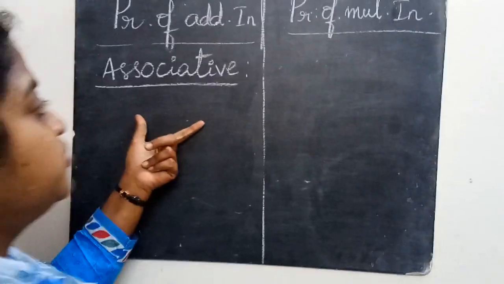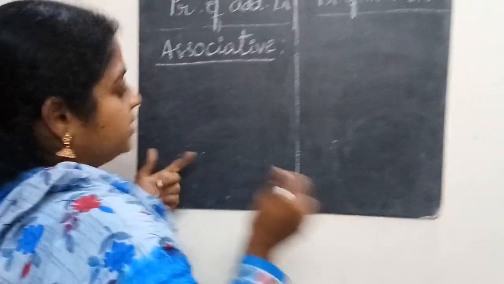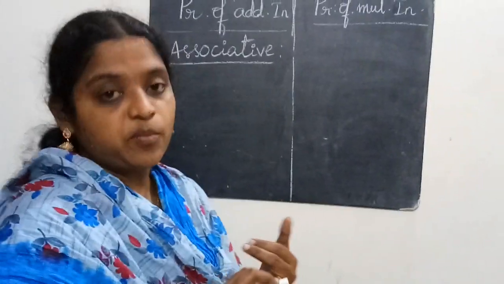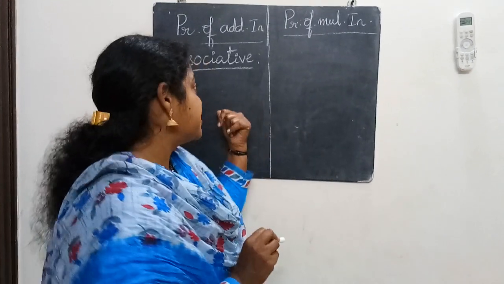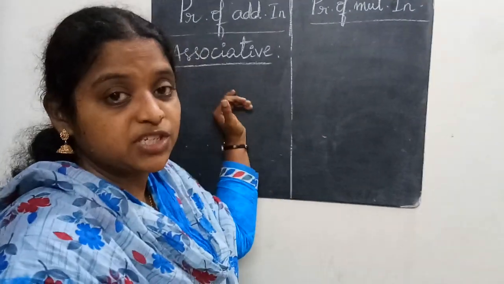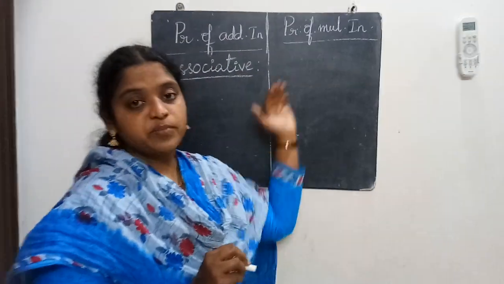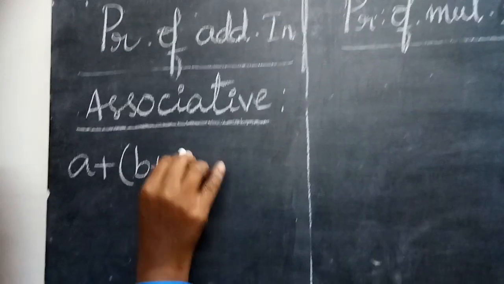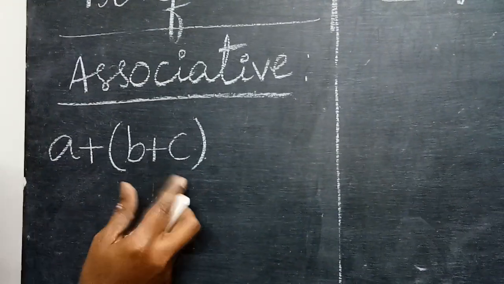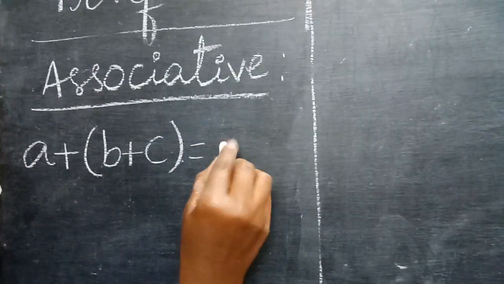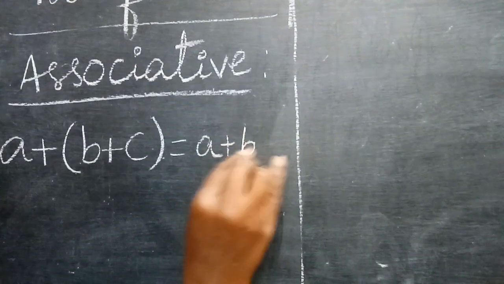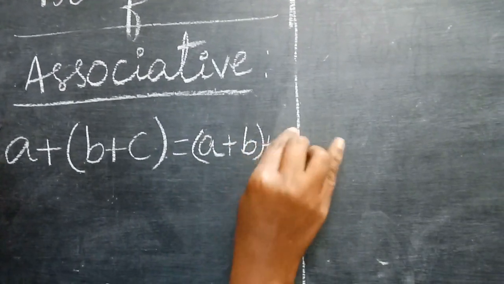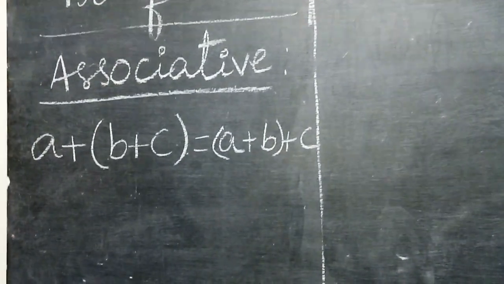Okay, children, here associative property. That closure property you have seen and commutative property you have seen. The next one is associative property under addition and associative property under multiplication. So what will come here? A plus b plus c. Observe that properly. A plus b plus c is equal to a plus b plus c. So what is the difference here?